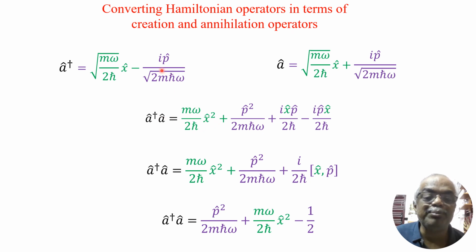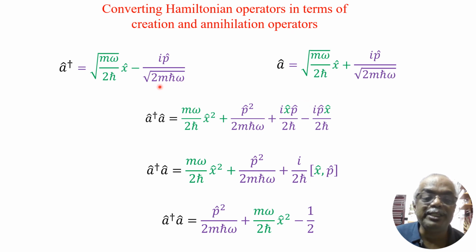Similarly, you multiply these two violet color terms. So this will become i squared. i squared is minus 1. Here there is already a minus. So this will become p̂ squared over 2m h cross omega.